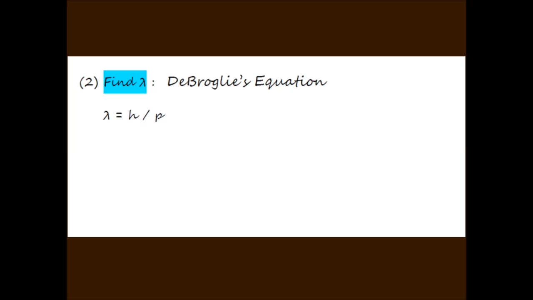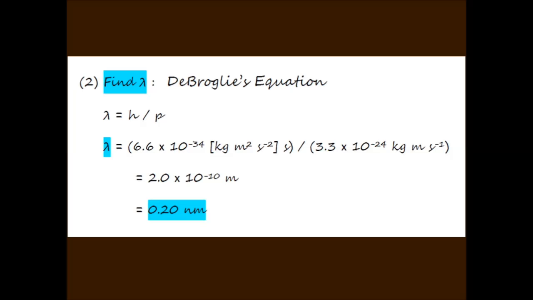For the next step, we apply de Broglie's equation. So de Broglie's equation allows us to find the wavelength of the electron in terms of its momentum. So applying the momentum that we found in the previous part and Planck constant, which is a universal constant, we obtain the value of the wavelength.